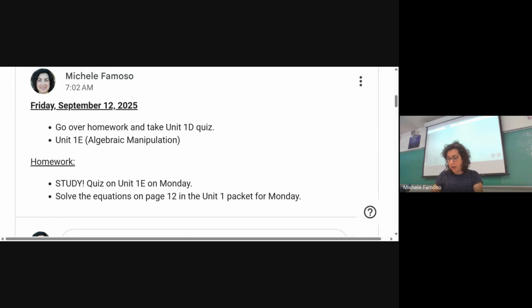Question number 1A. Your answer should be 1.1 times 10 to the negative 2 meters. B is 7.62 times 10 to the negative 11 meters. C is 2.1 times 10 to the 3 meters. D is 1.23 times 10 to the 5 meters.